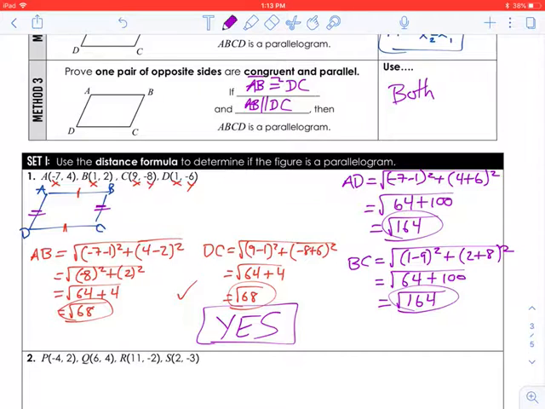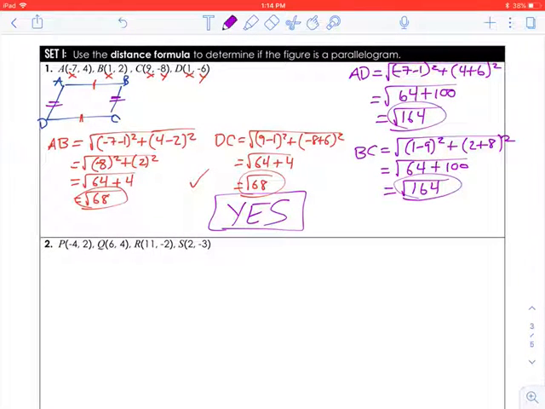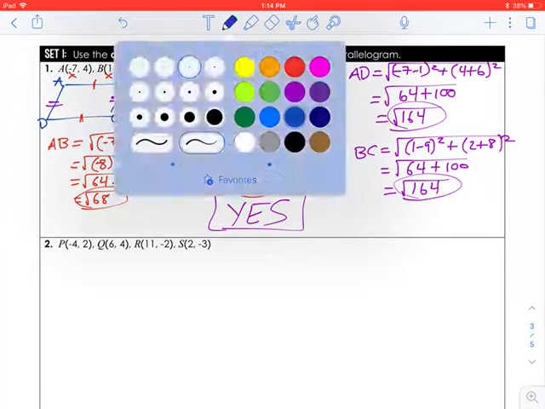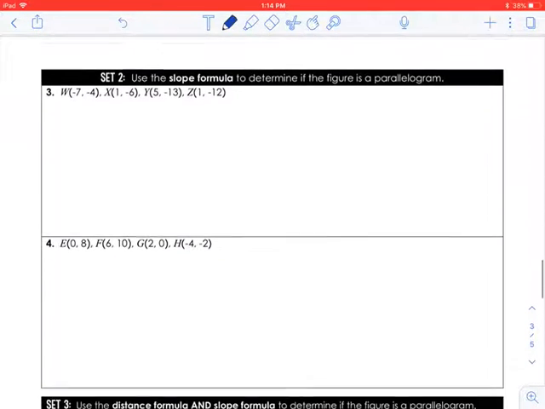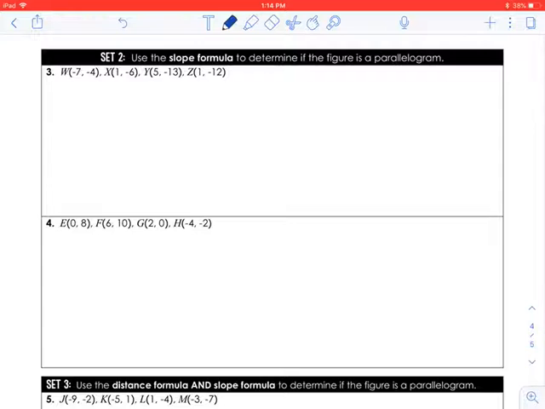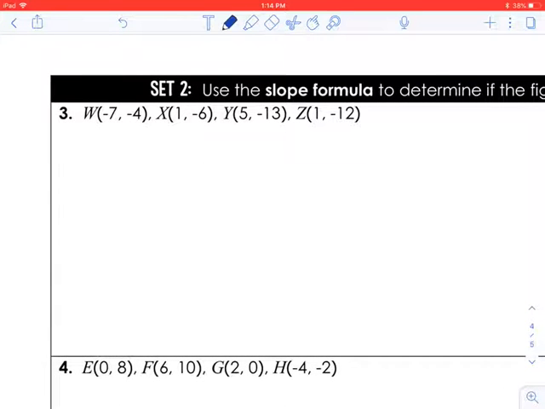Okay. And so you do the same thing on number 2, distance formula. Okay. So let's go to set 2. Use the slope formula to see if the parallelogram is indeed a parallelogram. So I need all 4 of these to be parallel. Okay. So I'm going to set up my parallelogram so I know what's what. I've got W, X, Y, Z.